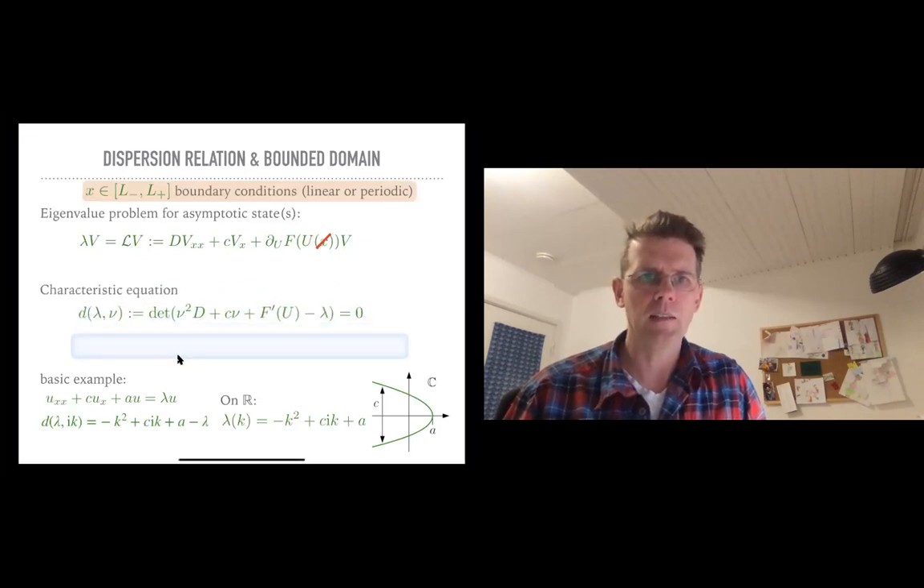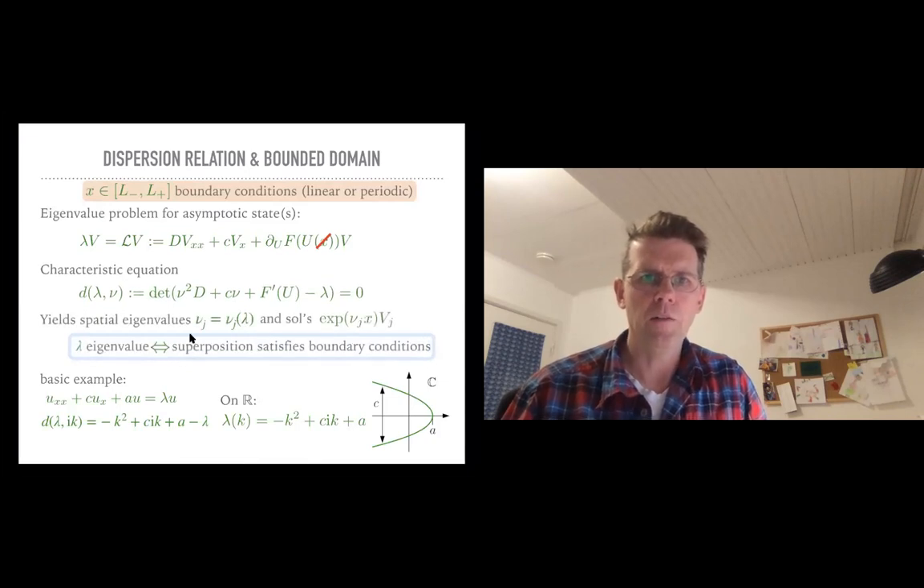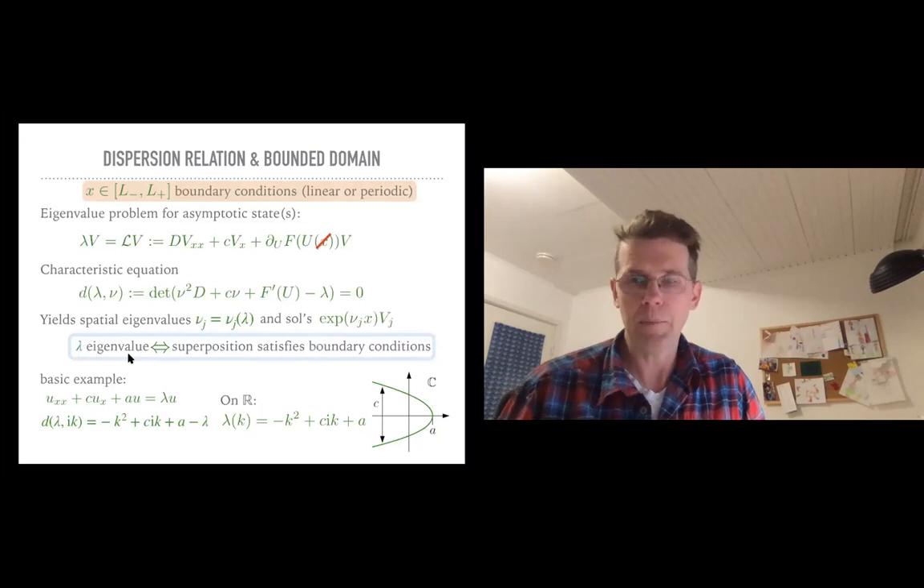Then we look at solutions of that relation, which gives the so-called spatial eigenvalues, nu j, as I denote them from now on, which are viewed here as functions of lambda, and associated eigenvectors, which then give a solution basis. And a temporal eigenvalue lambda is occurring, or lambda is a temporal eigenvalue, if for this particular lambda a superposition satisfies the boundary conditions.